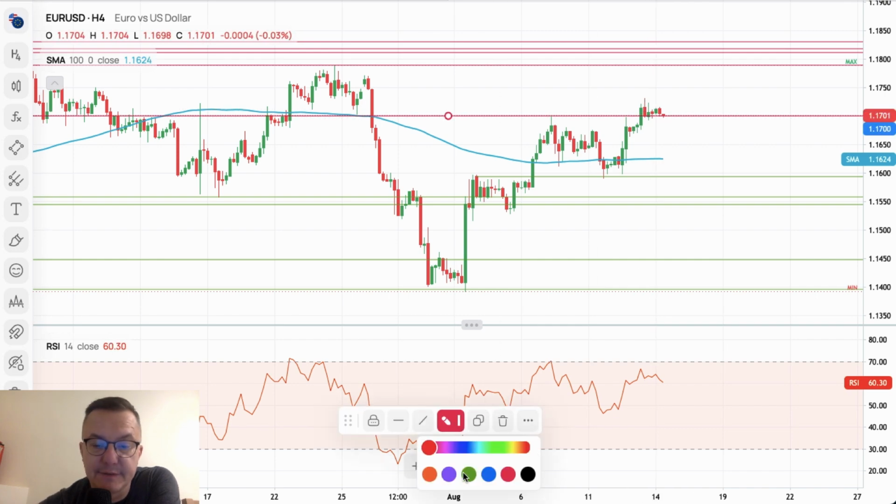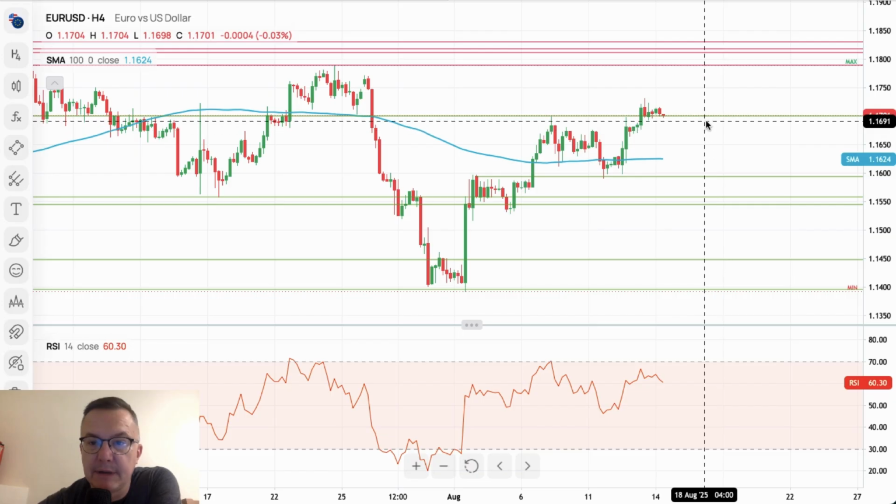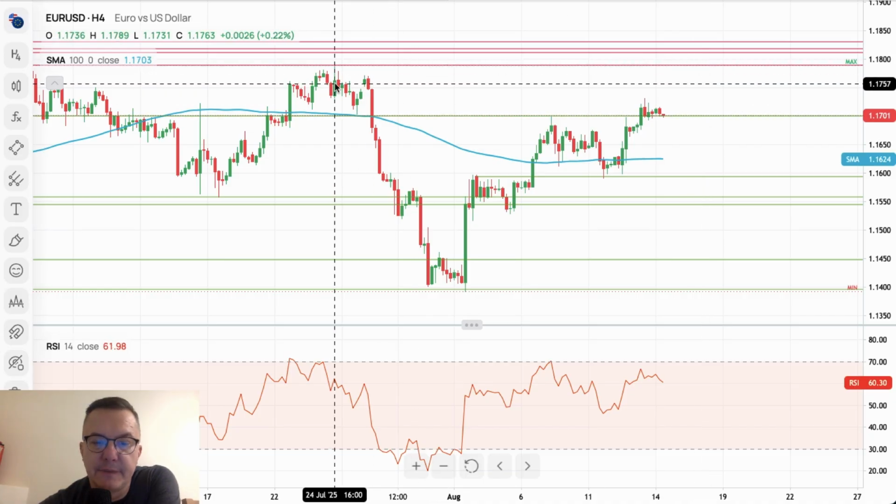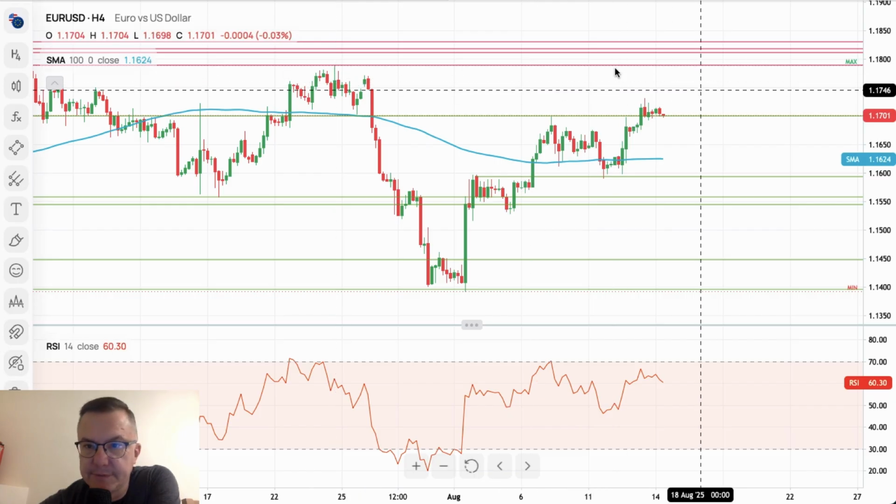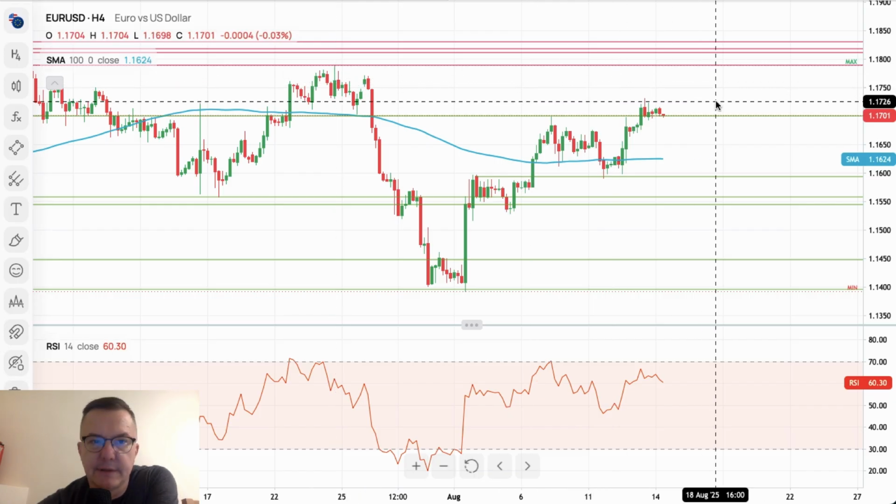Now it's a technical support, so let me change the color. There you go. Market is back towards the technical support as it is testing this level. Obviously the outlook is still bullish. The outlook is still positive for the euro dollar. Next target is 1.1789, the swing high from July 24th. So please pay attention to this situation as well.